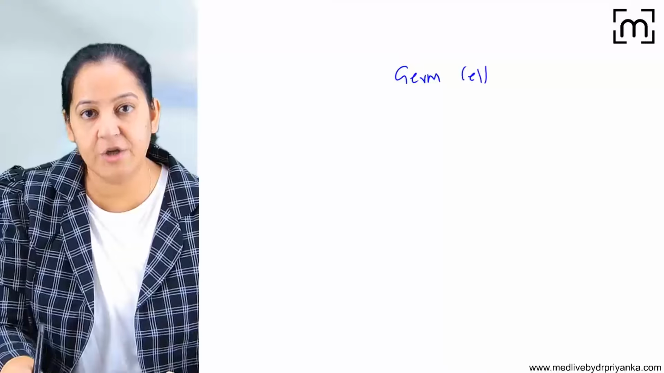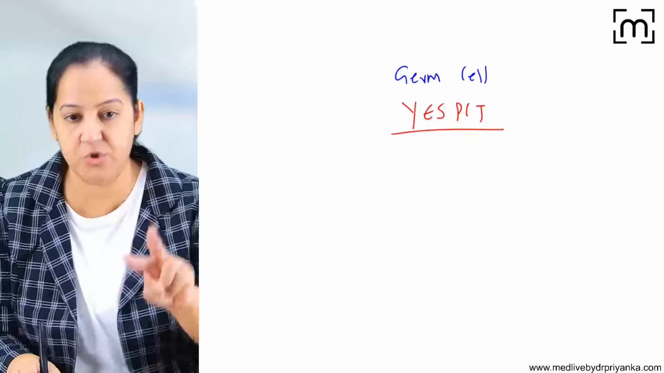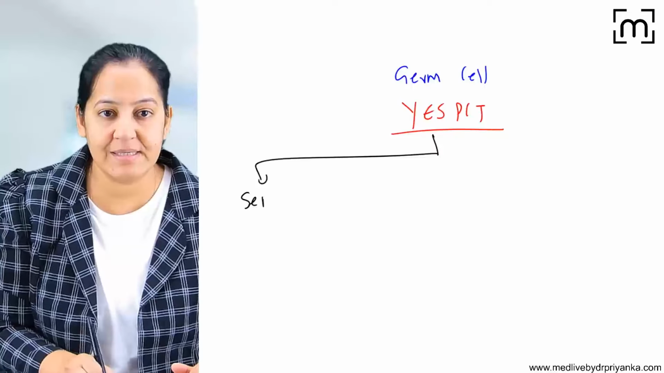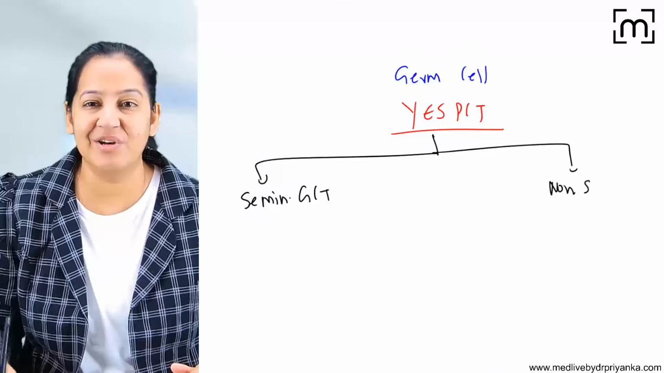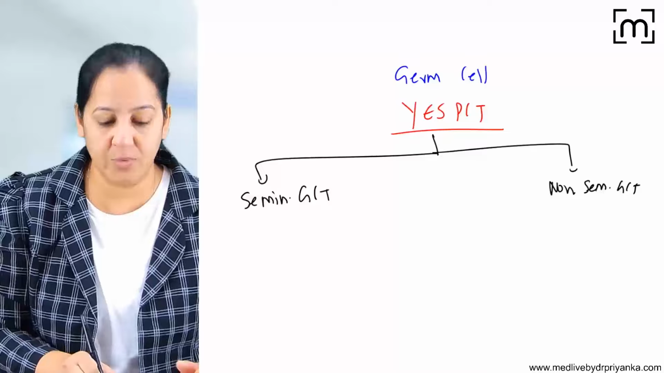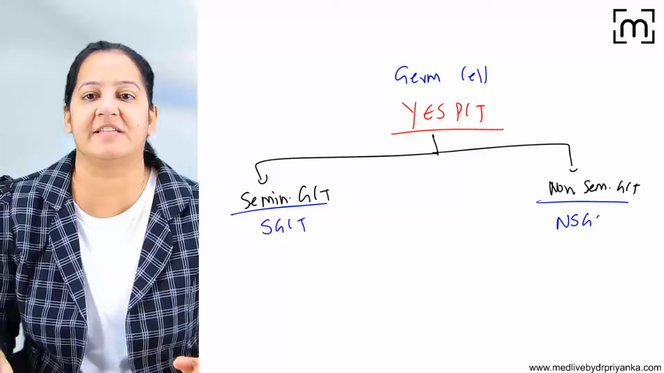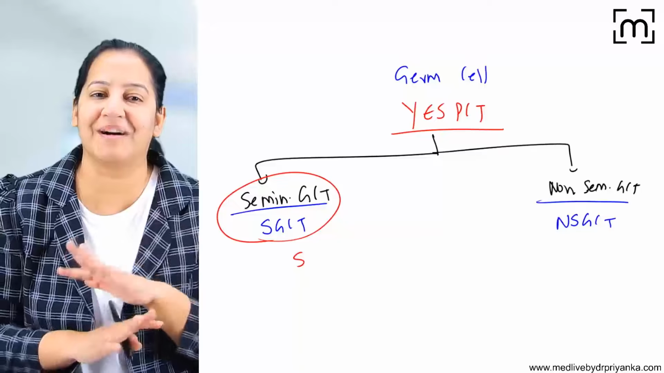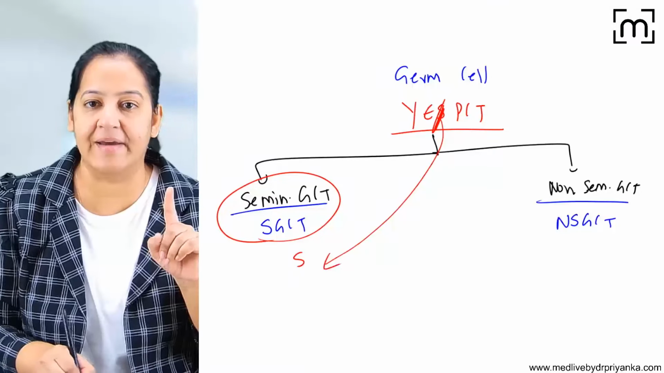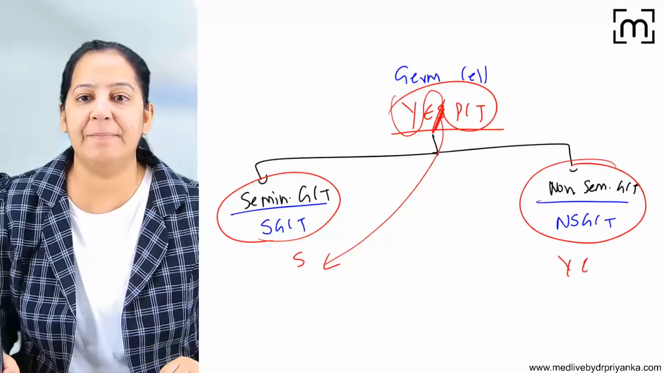You got it? So out of the 6 germ cell tumor, what are the 6 germ cell tumor? YES, PCT, we are dividing them into 2 categories. One is seminomatous germ cell tumor and one is non-seminomatous germ cell tumor. These are known as seminomatous germ cell tumor, means SGCT, and these are non-seminomatous germ cell tumor, NSGCT. So that is the full form. Okay. Now what does they contain? Seminomatous germ cell tumor contain only one thing, seminoma. That's it. So out of the 6, seminoma is coming here. And the non-seminomatous germ cell tumor NSGCT contain the remaining 5, YEPCT. So YEPCT will come here.